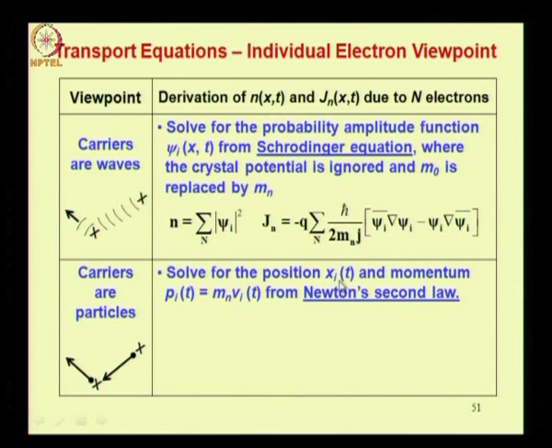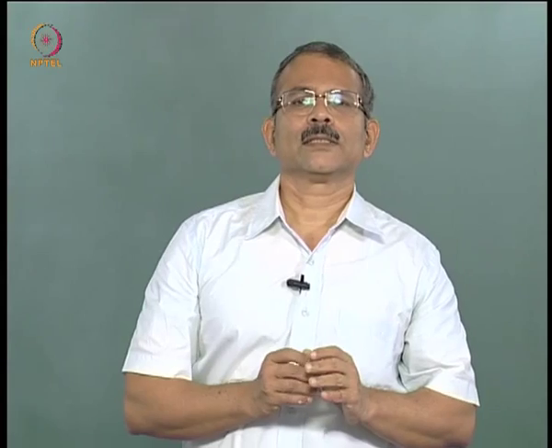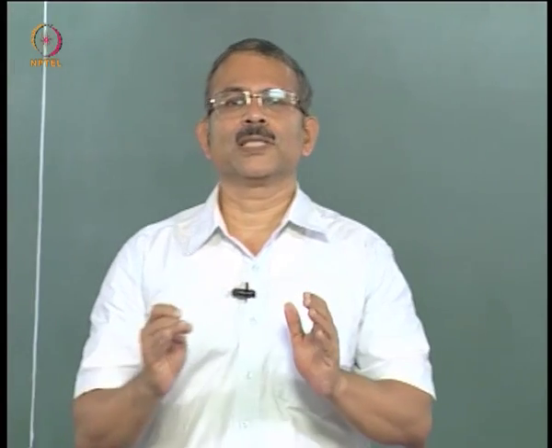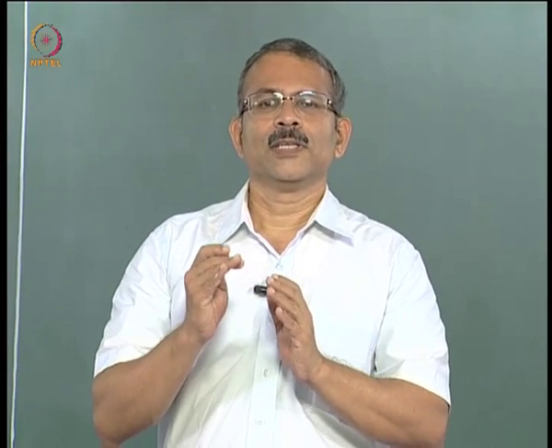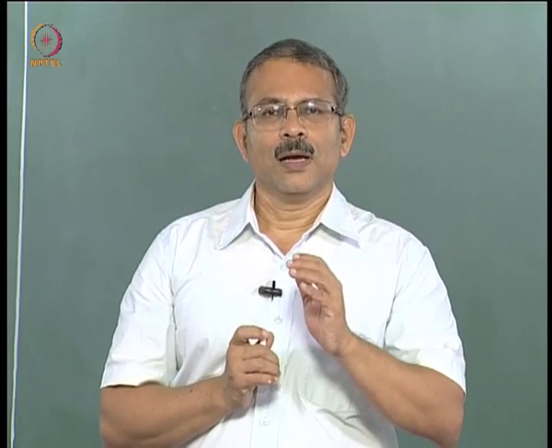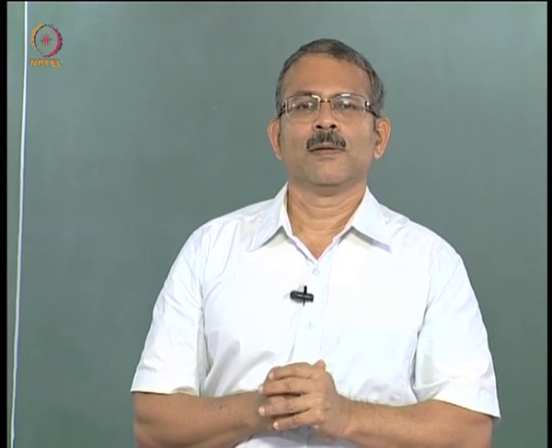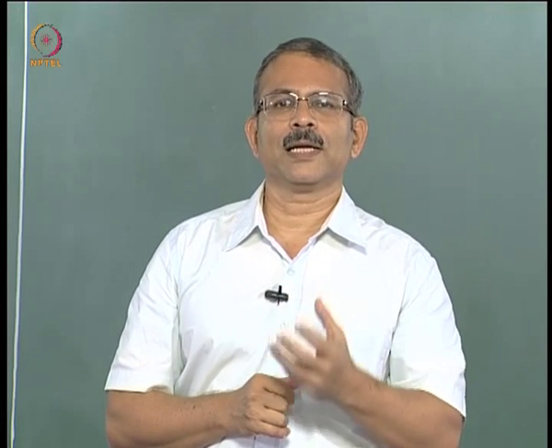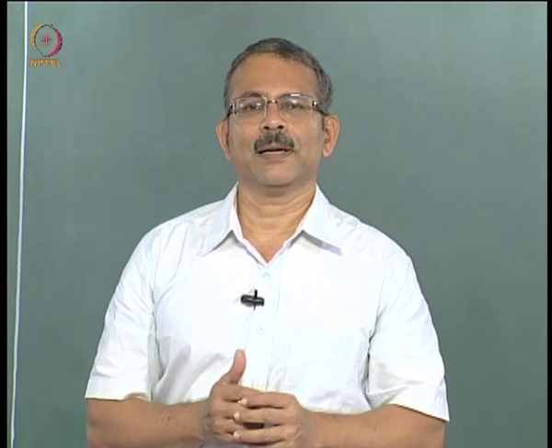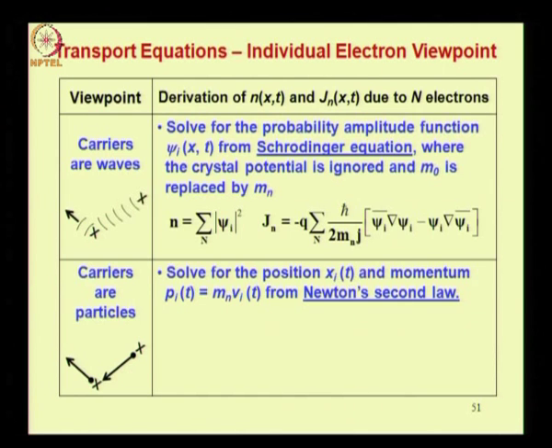So solve for the position x_i(t) and momentum p_i(t), which is equal to the effective mass m_n into the velocity, from Newton's second law. While the state of a particle is described in terms of the amplitude wave function psi I, which is a function of x and t in the wave approach, in the particle approach each electron state is described in terms of its position x and momentum p. So this is what you are solving from Newton's law.